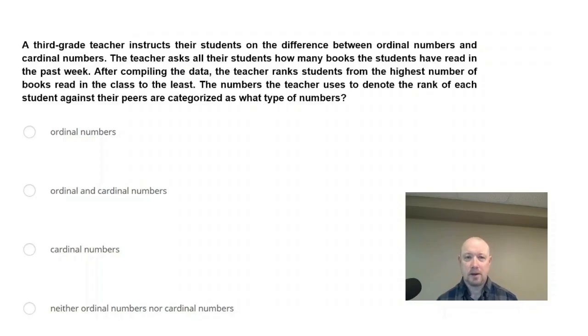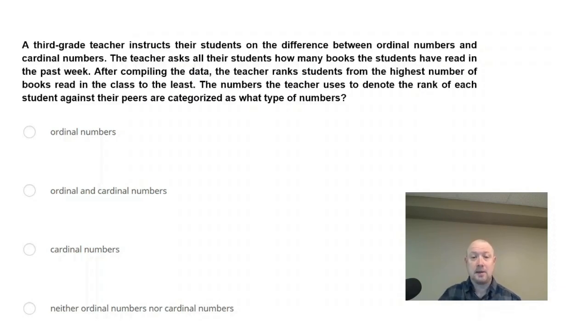A third grade teacher instructs their students on the difference between ordinal numbers and cardinal numbers. The teacher asks all their students how many books the students have read in the past week. After compiling the data, the teacher ranks students from the highest number of books read in the class to the least. The numbers the teacher uses to denote the rank of each student against their peers are categorized as what type of numbers? Is it ordinal numbers, ordinal and cardinal numbers, cardinal numbers, or neither ordinal numbers nor cardinal numbers?